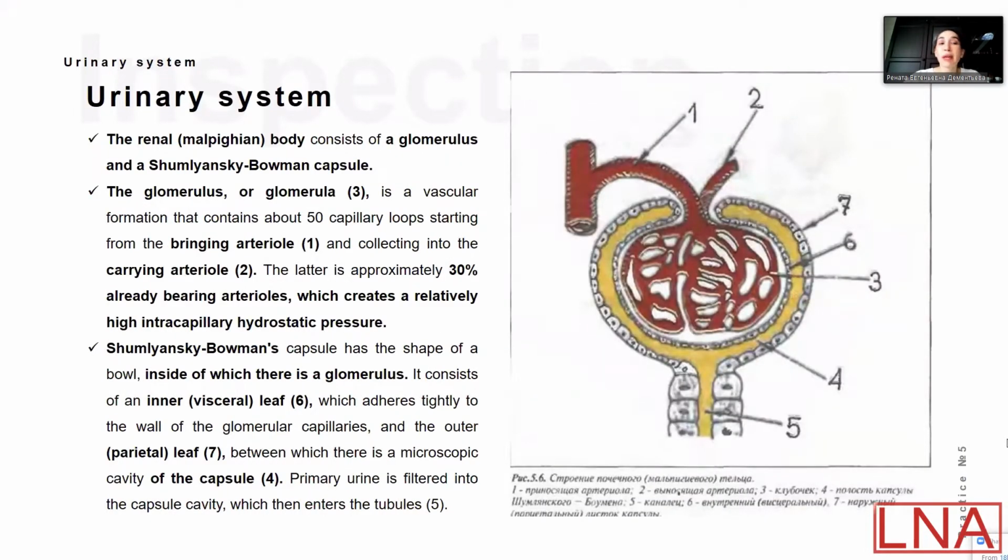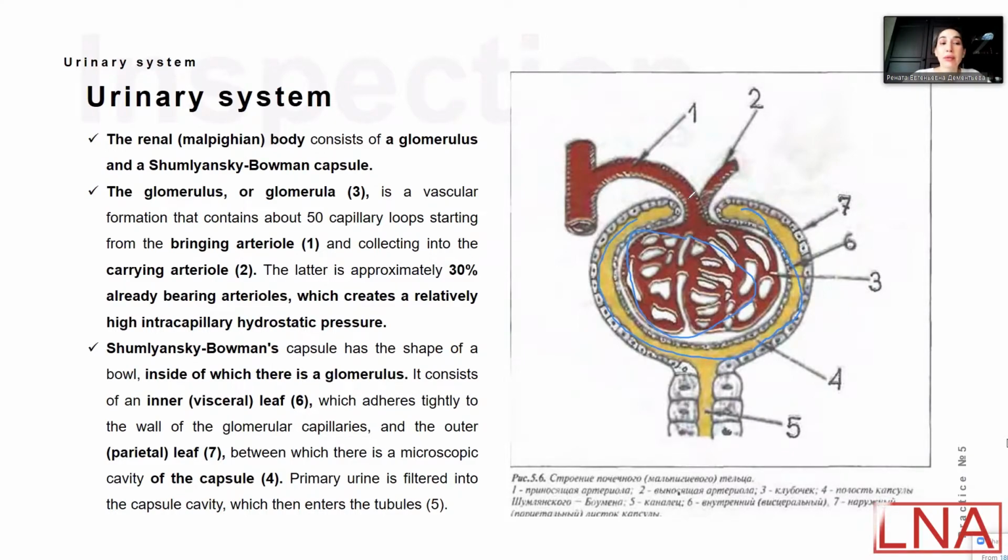The renal or Malpighian body consists of a glomerulus and a Shumlansky-Bowman capsule. And look, you can see it on the screen. The glomerulus is in the center, and the Shumlansky-Bowman capsule practically covers the glomerulus from all sides.